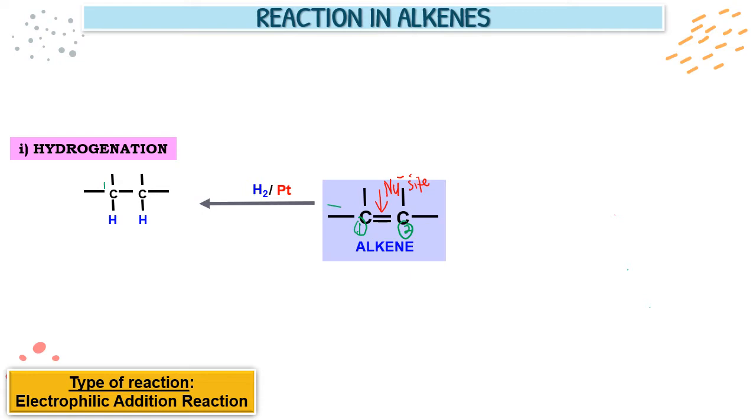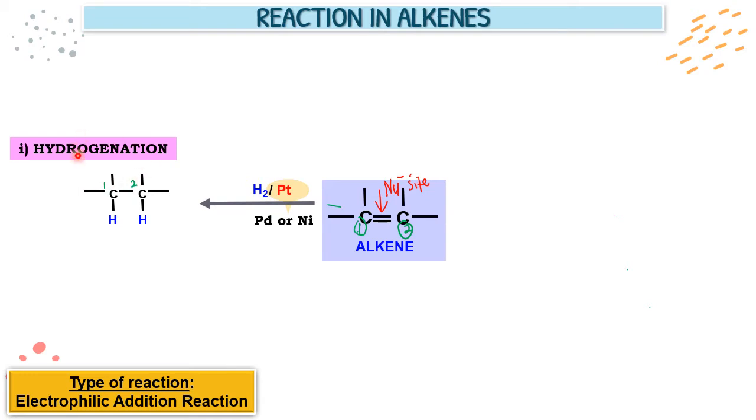So this is your carbon number 1, carbon number 2 over here. So let me continue. Hydrogen over here is our electrophile added into the carbon-carbon double bond. Besides platinum, we can also use palladium, Pd, and also nickel as the catalyst for the hydrogenation reaction. So this will be the first reaction.